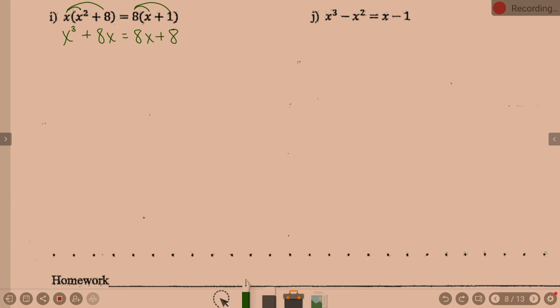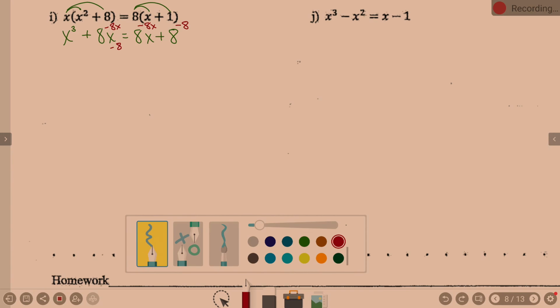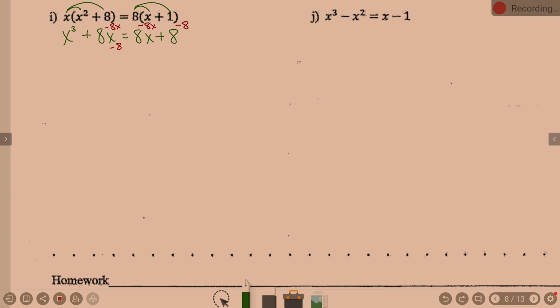Then, what would you expect me to do? Okay, so if we're going to make our equation equal to 0, I'm going to keep the x cubed over here, so I'm going to subtract 8x from the right and the left, and I'm going to subtract 8 from the right and the left. X cubed is still x cubed. 8x minus 8x? Gone. And then we still have a minus 8 equals 0. So this becomes x cubed minus 8.